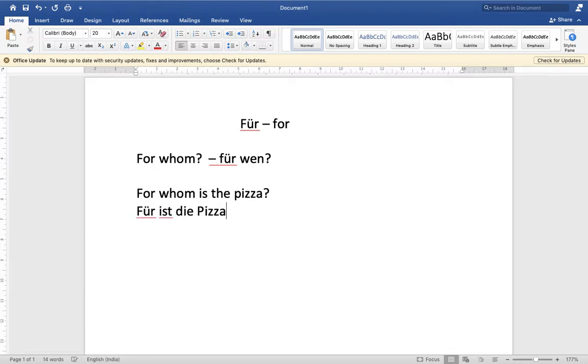Correct. You should know the article. Für wen ist die Pizza? Für wen. Okay, this is the question. It's a question word. We use it to make a question. Für wen.